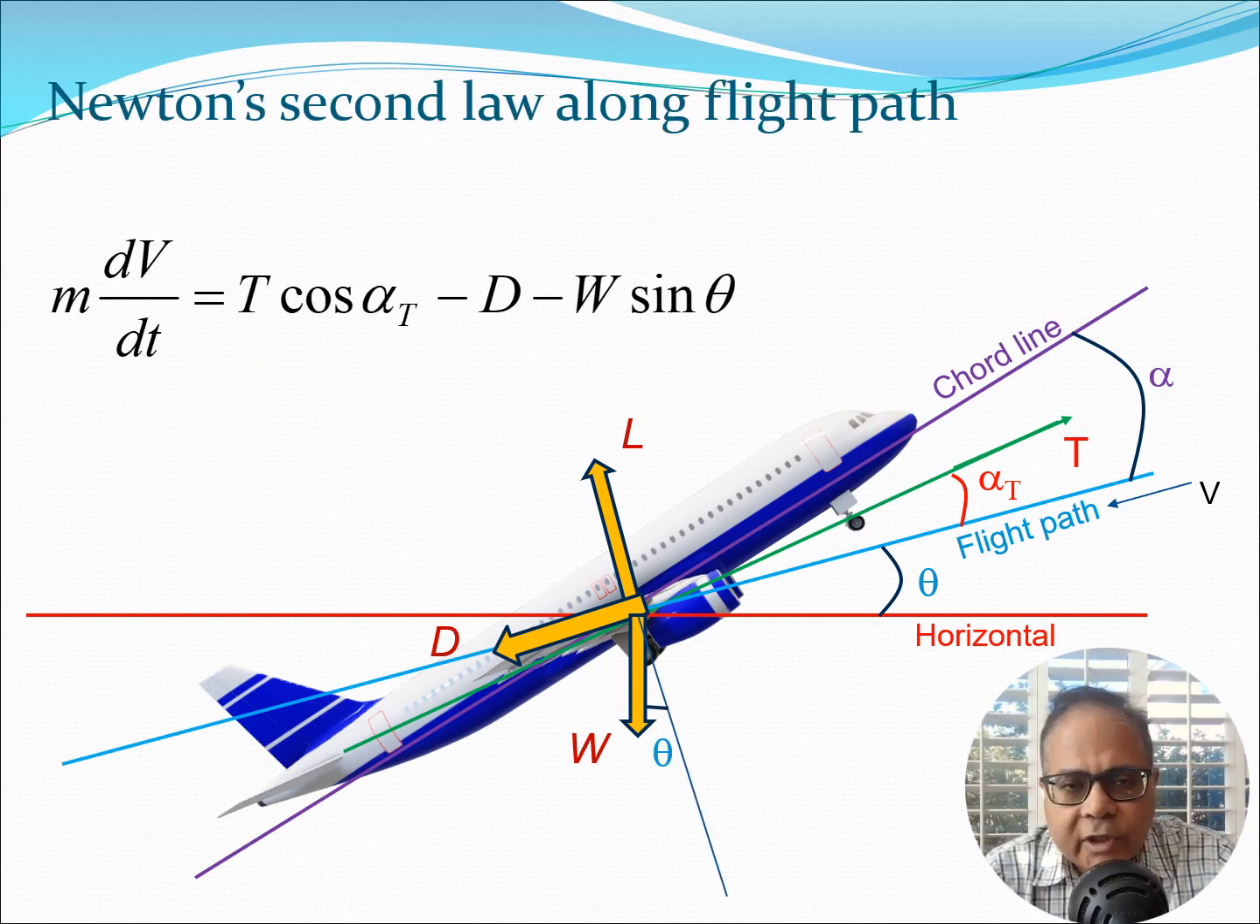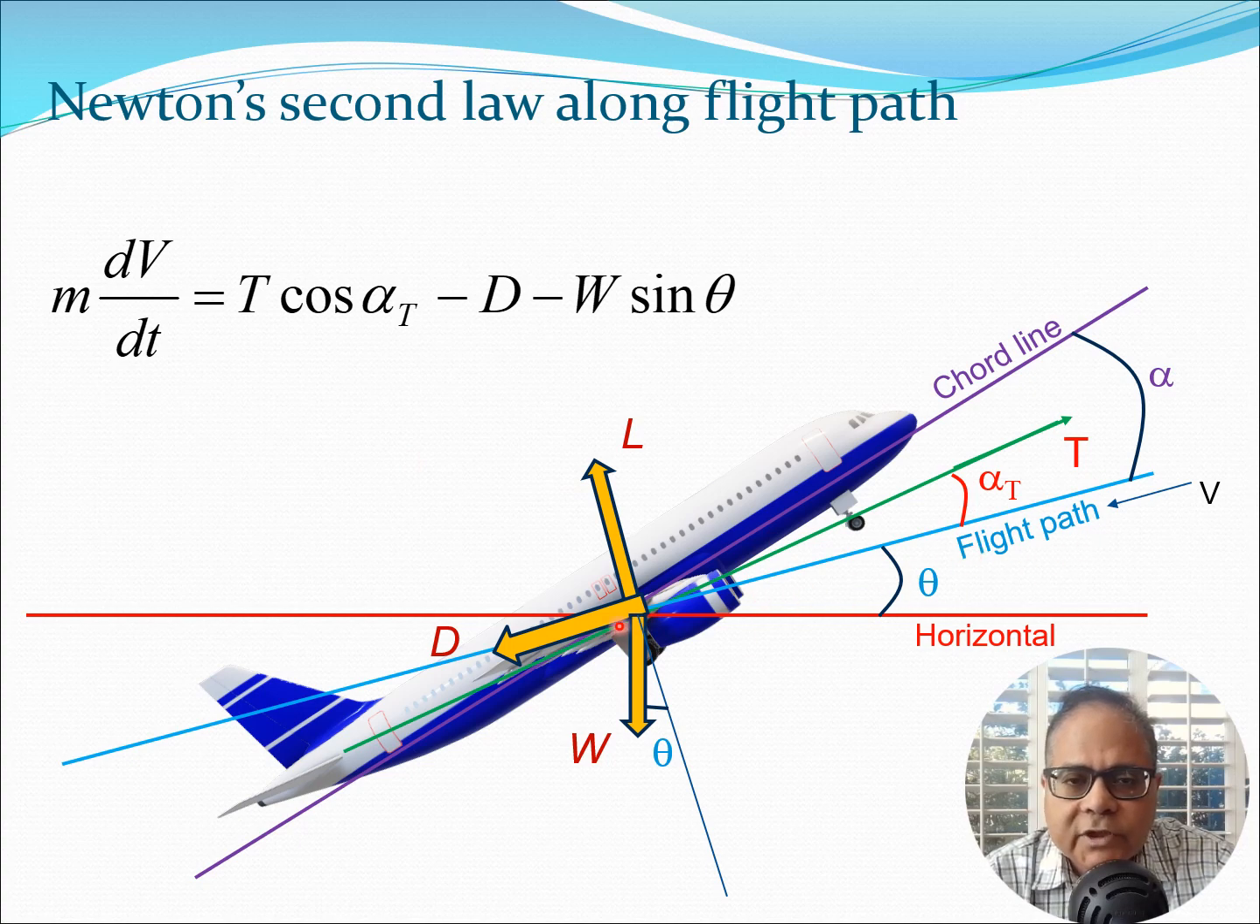So let's do it one by one along the different directions. Let's start by applying Newton's second law along the flight path direction. This flight path direction is in blue and I'm going to apply Newton's law along this direction. Since the velocity is in this direction, there is going to be a force in this direction, that is mass times acceleration. Acceleration is dv by dt, and you see here it's in this direction.